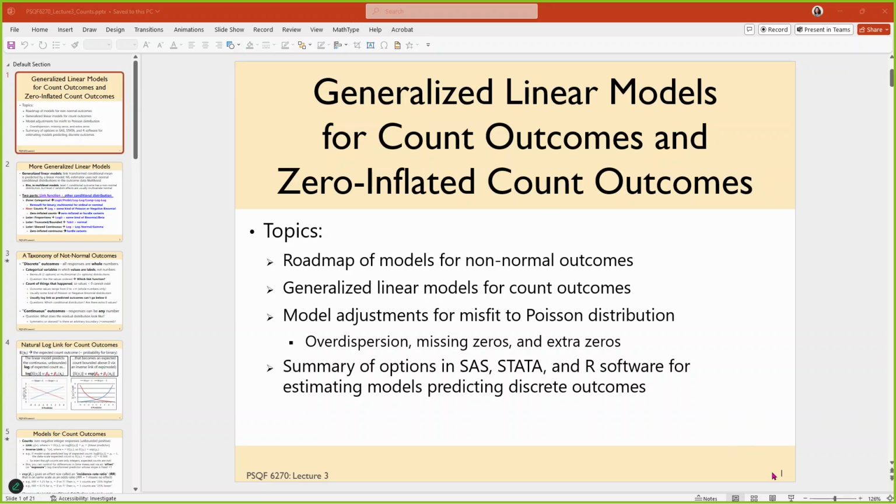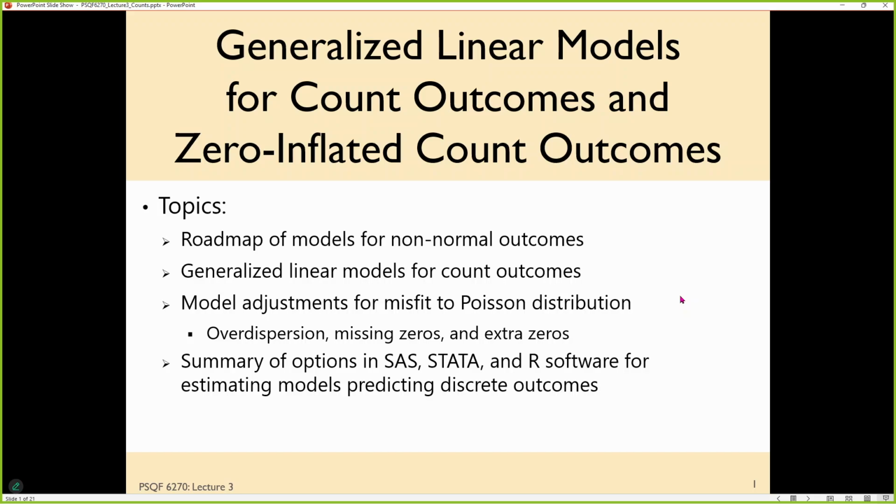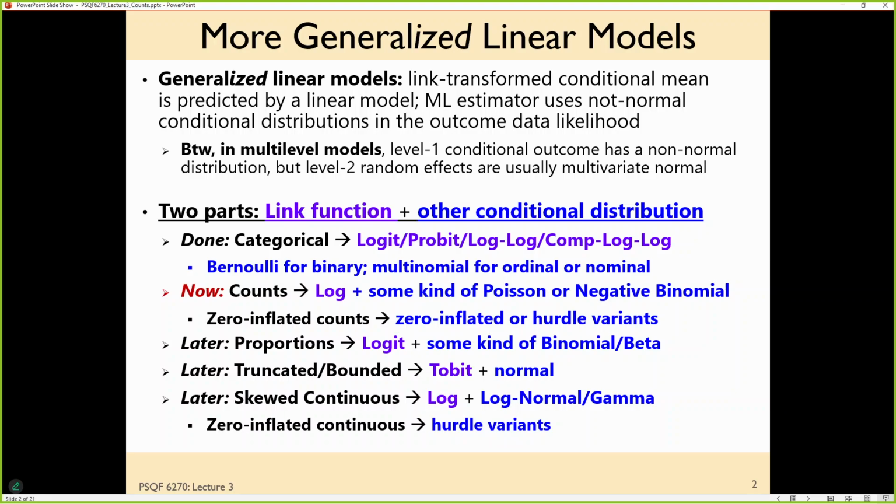Okay, then away we go. So first is a roadmap of where we've been and where we're going. So generalized, when you hear that word, what do you think?